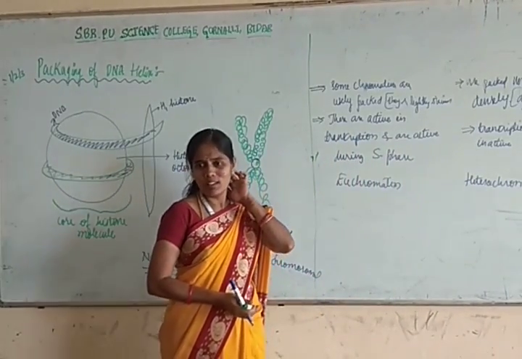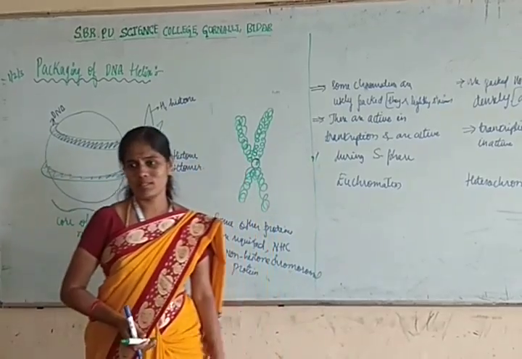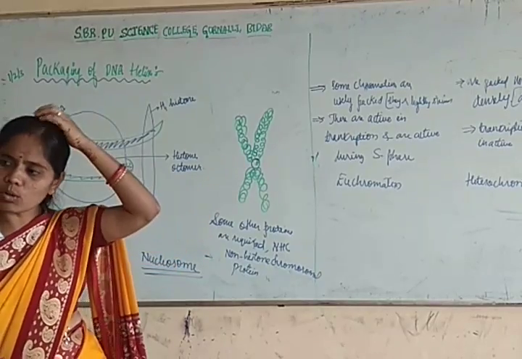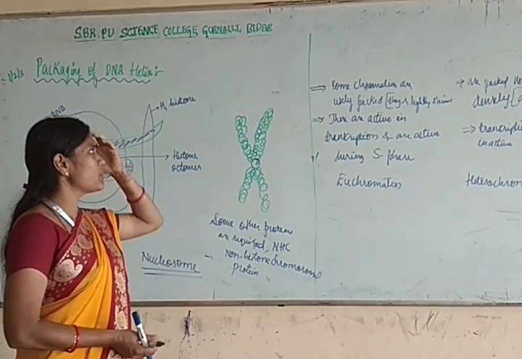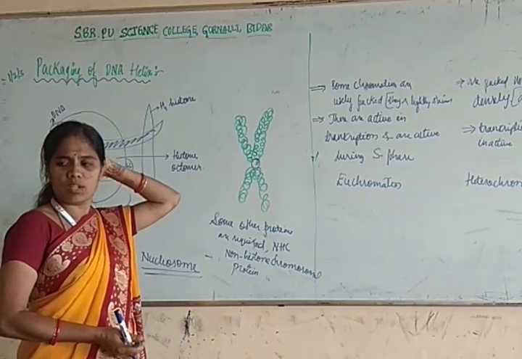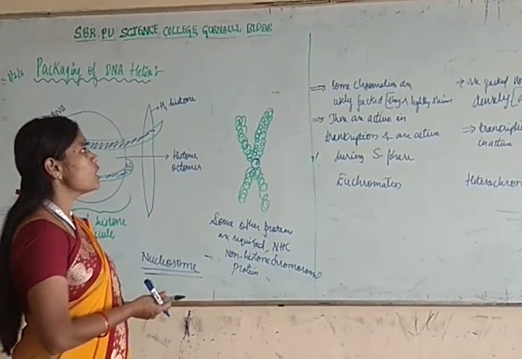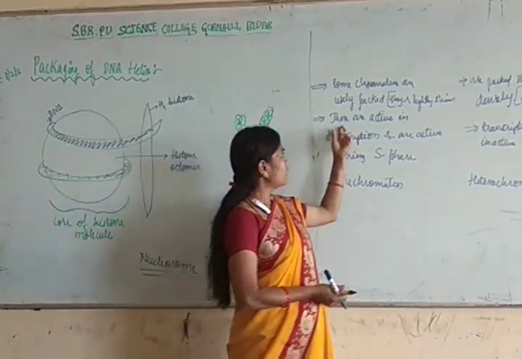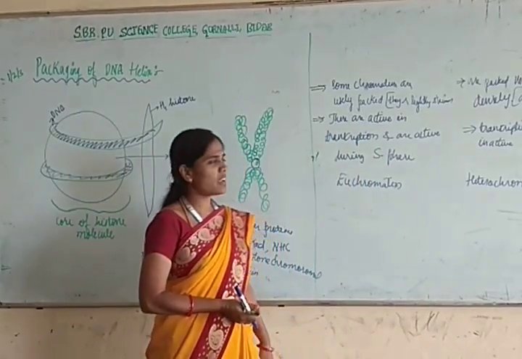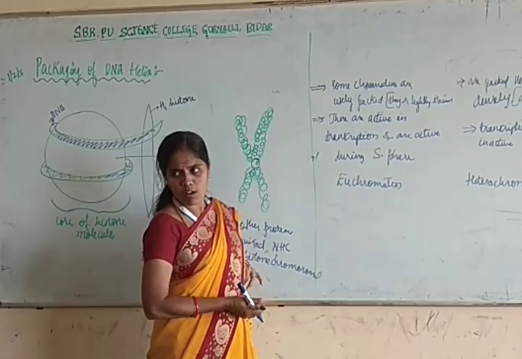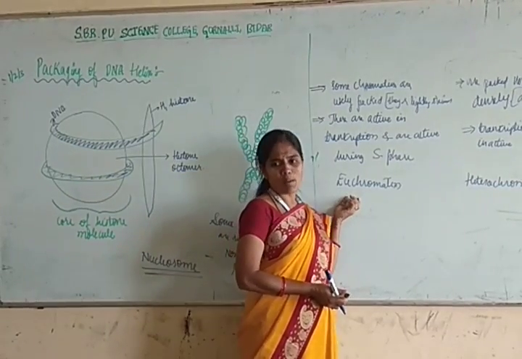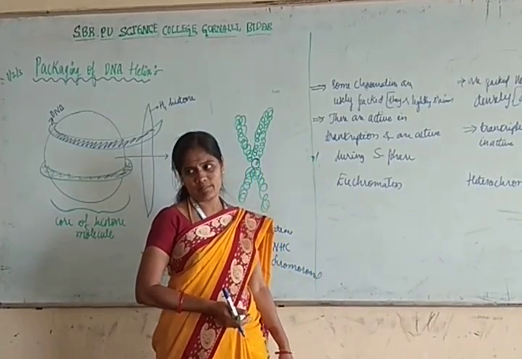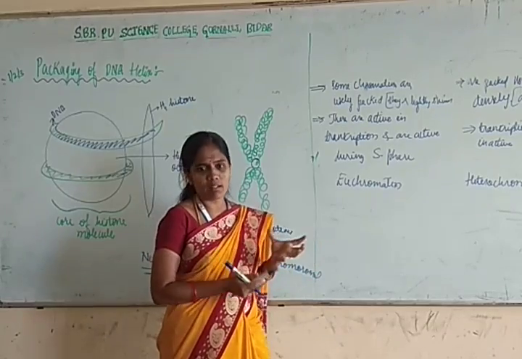Write the difference between euchromatin and heterochromatin. Euchromatins are those where, during packaging, some chromatins are loosely packed and get lightly stained, and they are active in transcription and active during the S phase of cell division. These are called euchromatin. What about heterochromatin? These are densely packed, tightly packed.